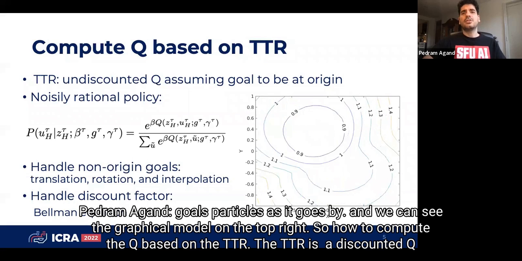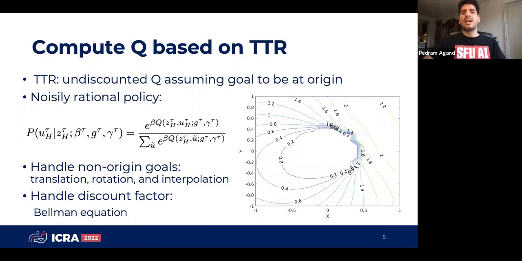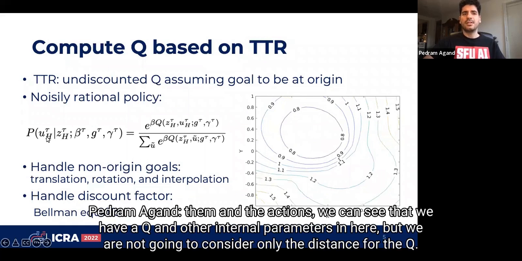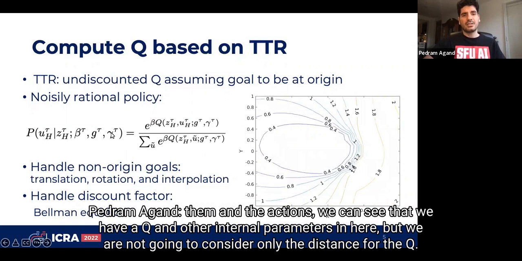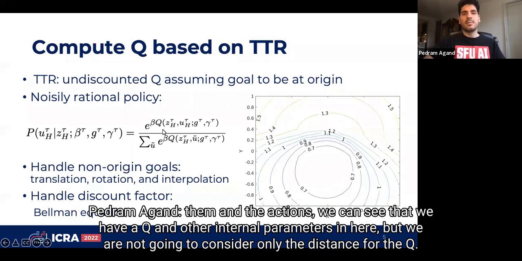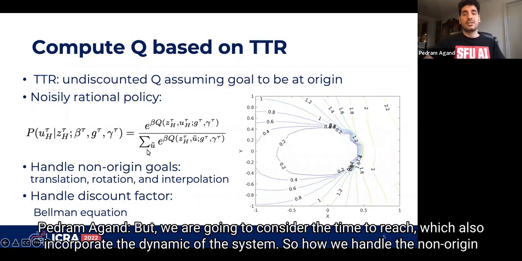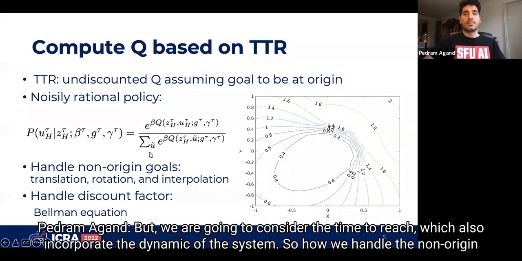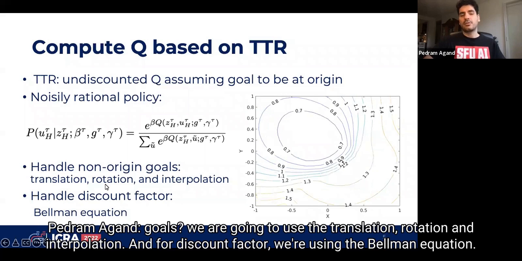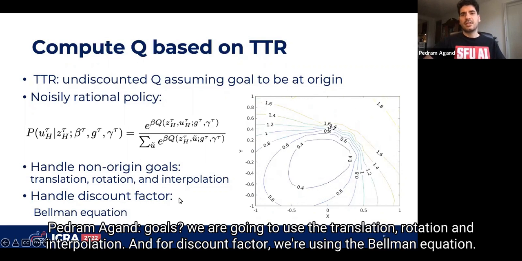So how do we compute the Q based on the TTR? The TTR is a discounted Q, assuming the goal to be at the origin. Looking at the relation for updating the actions, we have a Q and other internal parameters, but we are not going to consider only the distance for the Q. We are going to consider the time to reach, which also incorporates the dynamics of the system. To handle non-origin goals, we use translation, rotation, and interpolation. And for the discount factor, we use the Bellman equation.